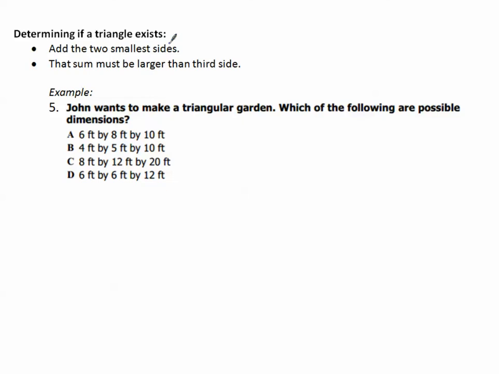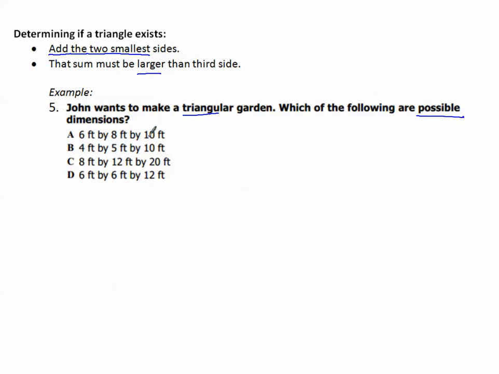Determining if a triangle exists. Usually you're going to be given 3 sides to do that. Add the smallest sides. That must be larger than the third side if it's going to work. For example, John wants to make a triangular garden. Which of the following are possible dimensions? We have to look to make sure they're not asking which is not possible, because sometimes they ask that.